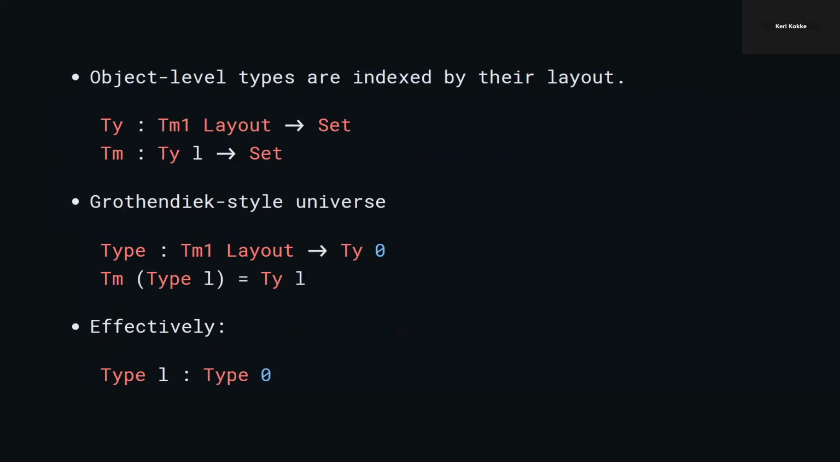Then once we have this, we can index the object level types by this layout. So instead of types just being sets, types are a family over layouts. And then terms are, as usual, a family over types. And in the object level language, we also have dependent types. And we will have a Grothendieck style universe. So we'll have essentially a type of types indexed by layouts, and that's always going to be a zero-sized type.